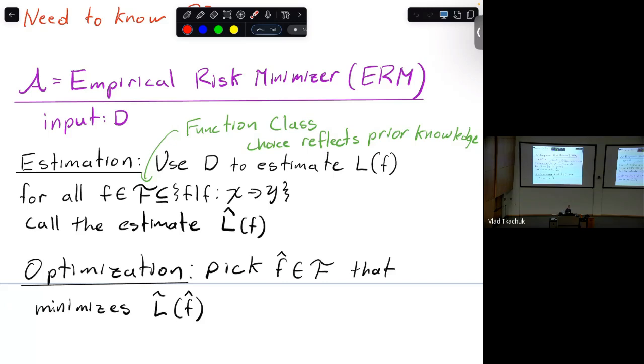So let us begin. This is lecture 7, I think. And we're finally getting into some fun stuff. At least I think it's fun. And we're actually learning about supervised learning now.